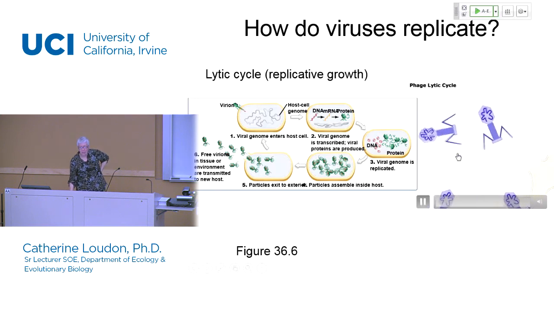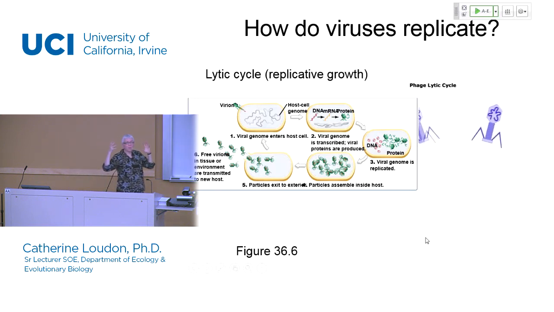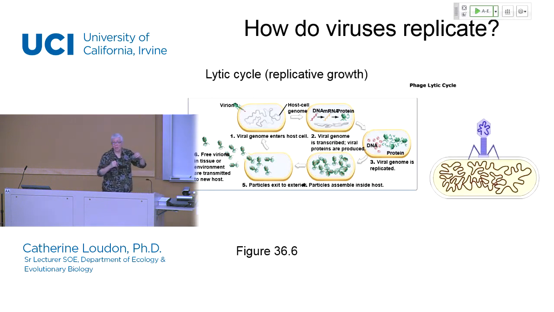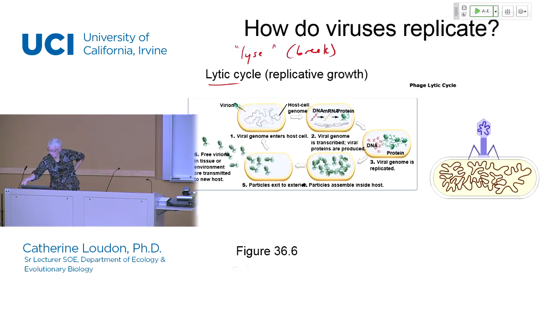And then once these parts exist, they have to be assembled within the host cell, and then released to the outside. And that's actually where this name comes from. Lytic cycle is the same root as lyse, to break. So there are a couple of different ways in which viral particles can be released to the outside, but lysing the cell is one method.